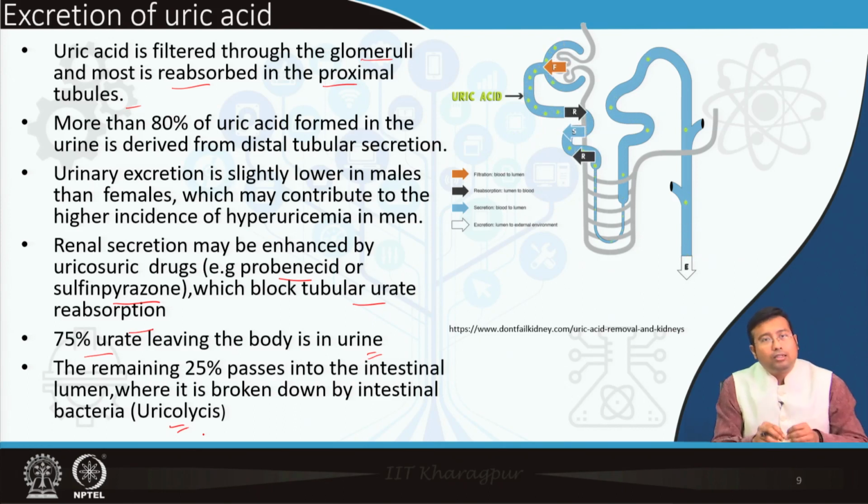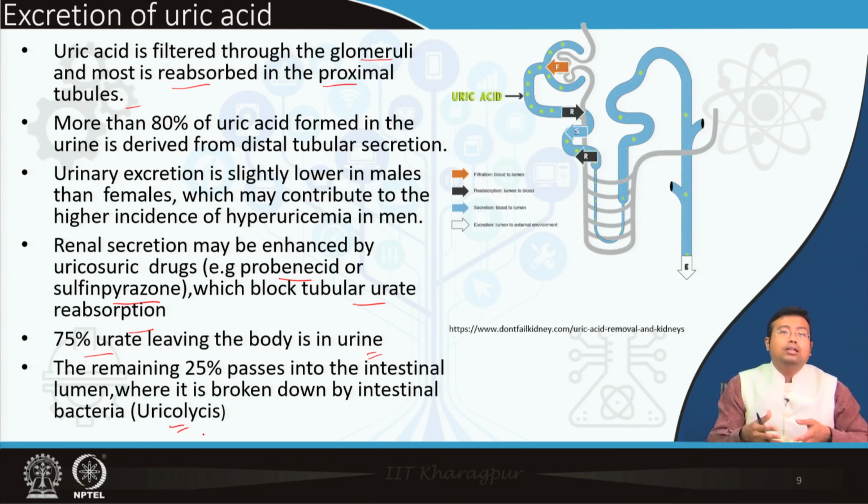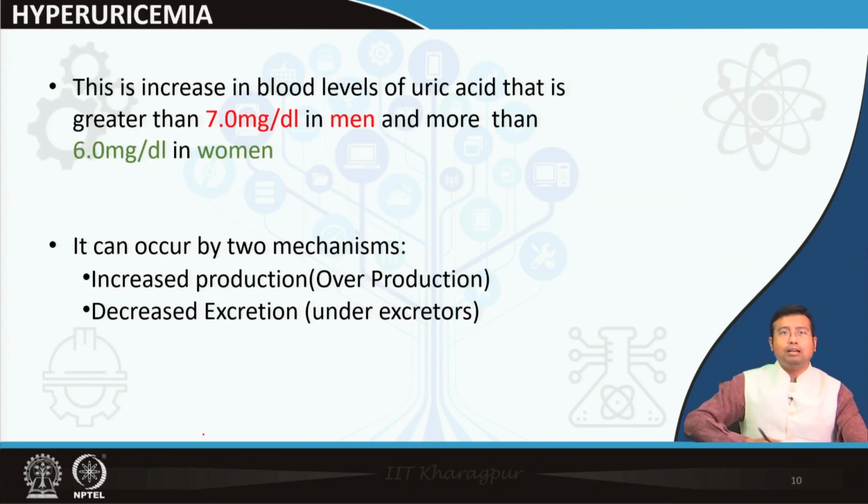Again, most uric acid is also secreted. A high amount is secreted, almost 3/4 of the uric acid that is leaving the body via urine, and 1/4 is actually metabolized or broken down in the gut via intestinal bacteria. So, we have discussed hyperuricemia.